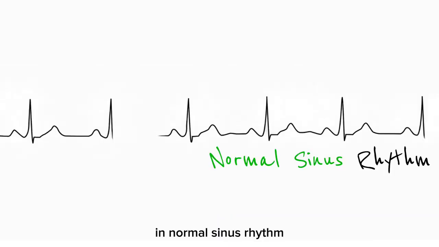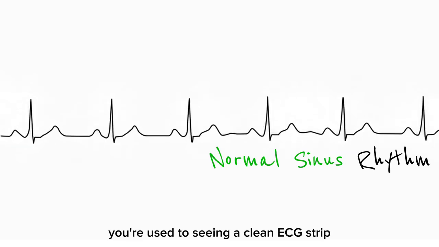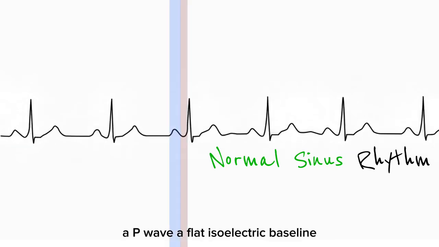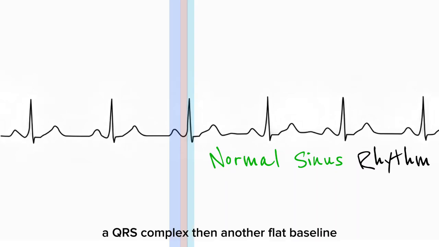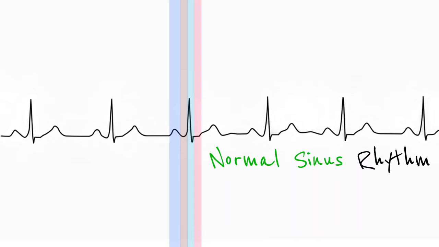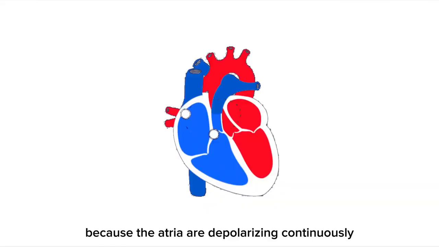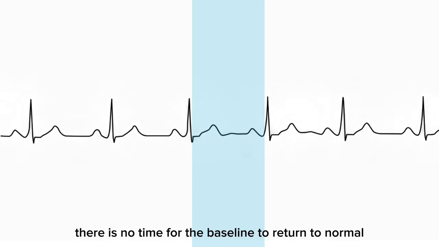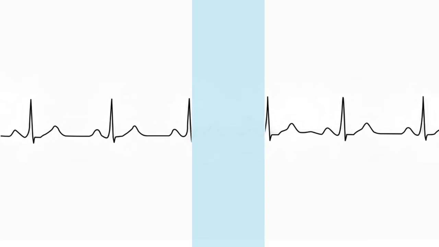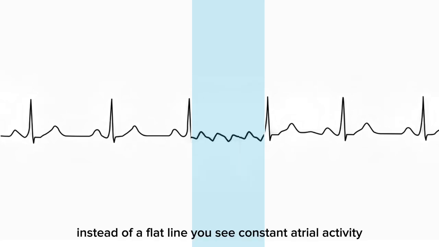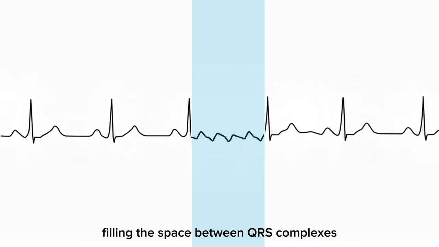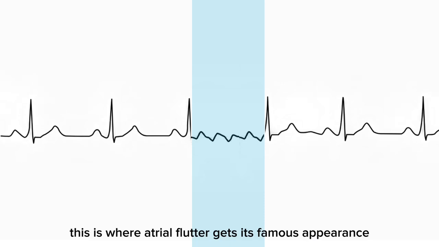In normal sinus rhythm, you're used to seeing a clean ECG strip: a P wave, a flat isoelectric baseline, a QRS complex, then another flat baseline. But atrial flutter completely destroys that pattern. Because the atria are depolarizing continuously, there is no time for the baseline to return to normal. So what happens? The isoelectric baseline disappears. Instead of a flat line, you see constant atrial activity filling the space between QRS complexes. This is where atrial flutter gets its famous appearance.